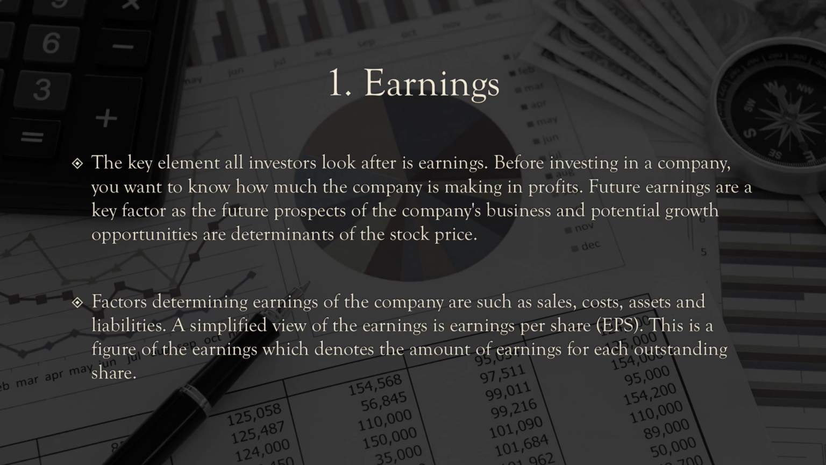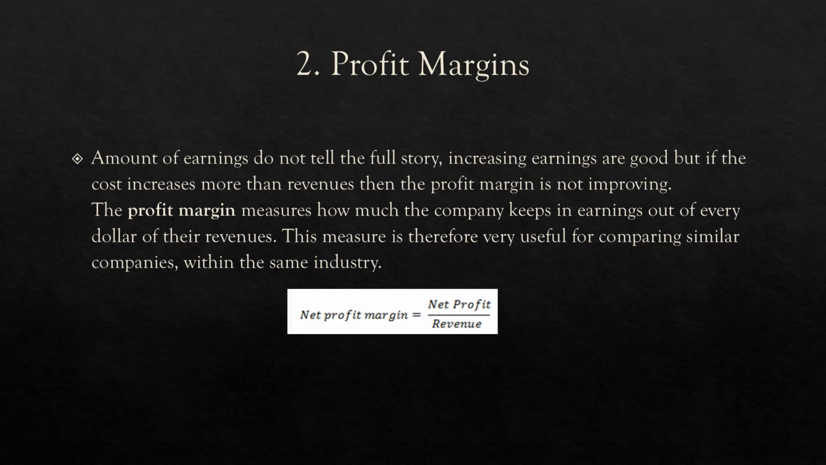Future earnings are a key factor in the future prospect of a company's business and potential growth opportunities. Factors determining earnings of the company include sales, costs, assets, and liabilities. A simplified view of earnings is earnings per share, EPS. This is a figure for the earnings which denotes the amount of earnings for each outstanding share.